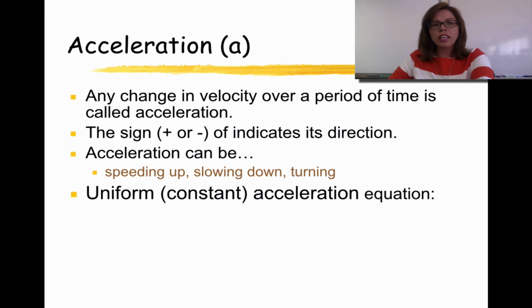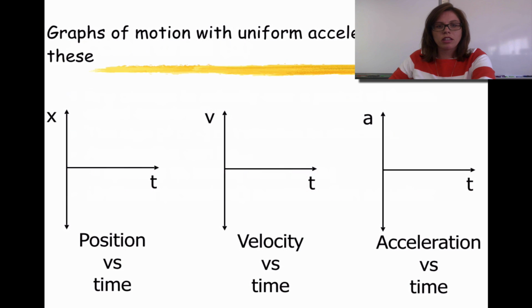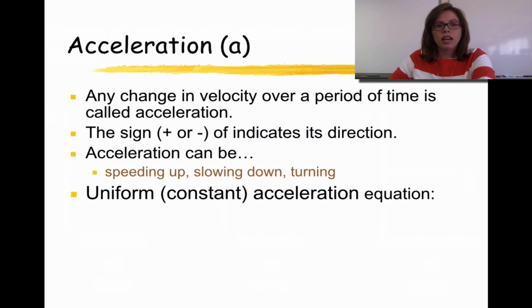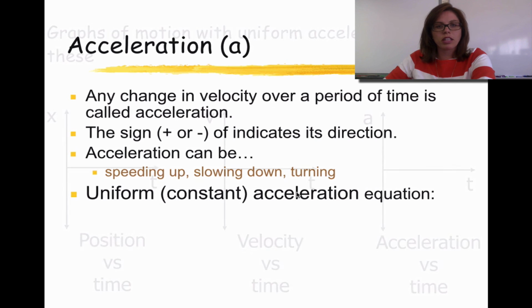Acceleration. Any change in velocity over a period of time is called acceleration. The plus or minus indicates the direction of the acceleration. So acceleration means both speeding up, slowing down, and turning. And we'll get to the turning part much later in the semester. For uniform or constant acceleration, you would use your kinematic equations that we know and love from before. We'll get to those later.